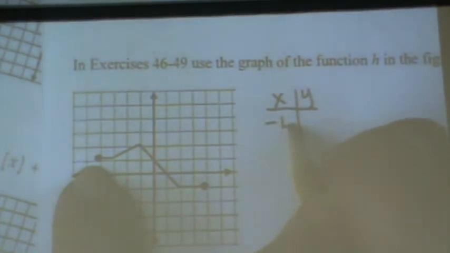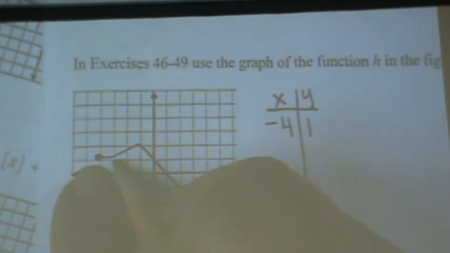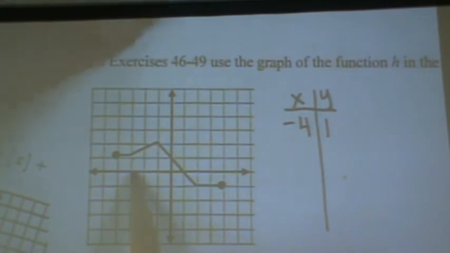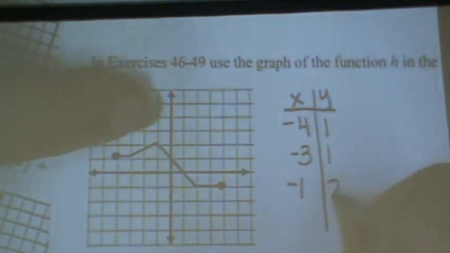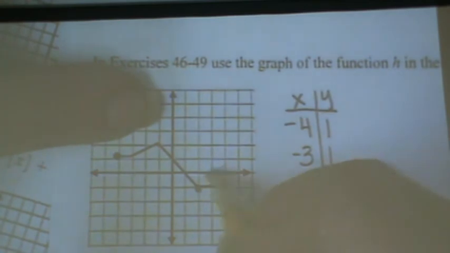The next 4 problems, you do the same thing. I would make a table of values. My table would include this ordered pair, which I'm going to call -4, 1. This would be -4, 1. I would call this -3, 1. I would call this -1, 2. I would call this point right here 2, -1, and 4, -1.